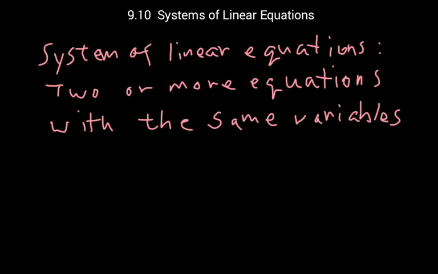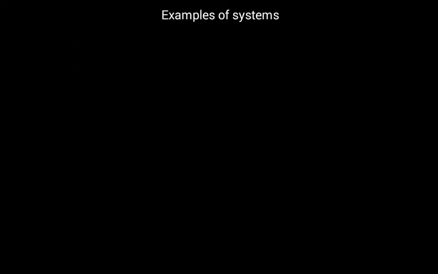This lesson deals with systems of linear equations. A system of linear equations is two or more equations that have the same variables. Here are some examples of systems. They don't have to be in slope-intercept form. They could be, but the ones I'm going to give you are not necessarily in slope-intercept form.